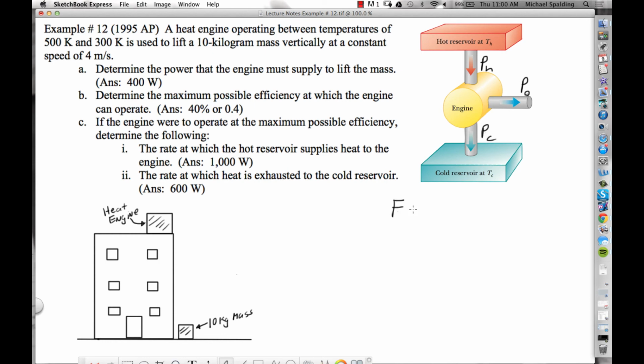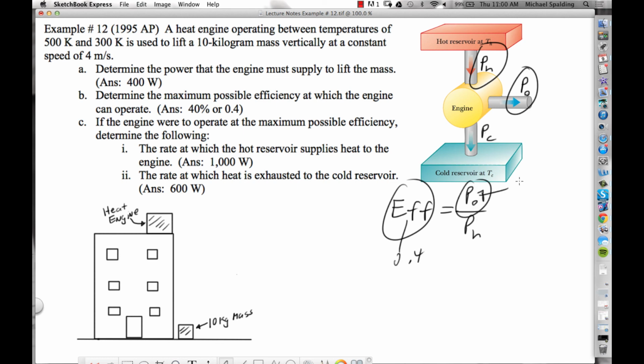So look, what's efficiency going to be in these terms? Efficiency would be power output divided by power from the hot. Do we have the efficiency? Yeah, it's 0.4. Do we have power output? Yeah, it's 400. We solved for that in part A. So what does power from the hot have to be? It's going to be equal to the power output over the efficiency. So the power output is 400. The efficiency is 0.4. So this comes out as 1,000.